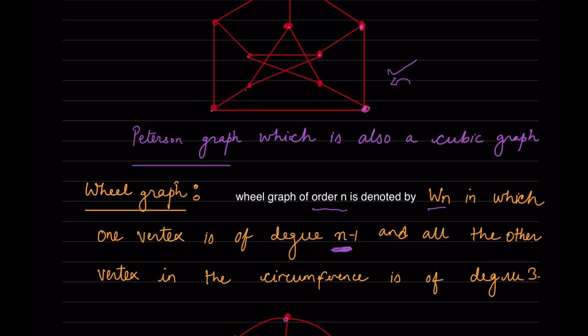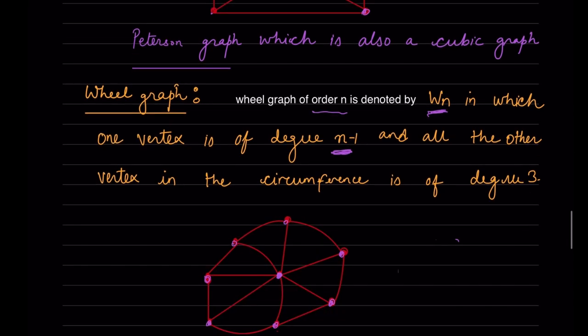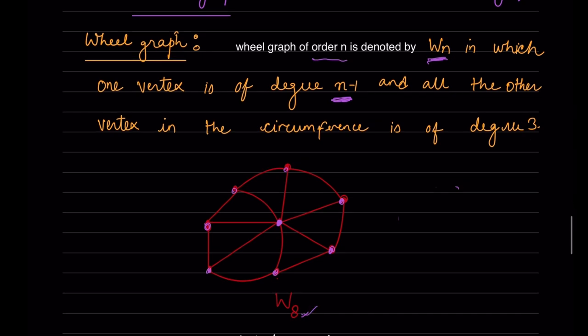Okay. Next is the wheel graph. Wheel graph of order n. Order n means we have n vertices. It is denoted by Wn, in which one vertex is of degree n minus 1. It means one vertex will be of degree n minus 1, and all the other vertices on the circumference are of degree 3.